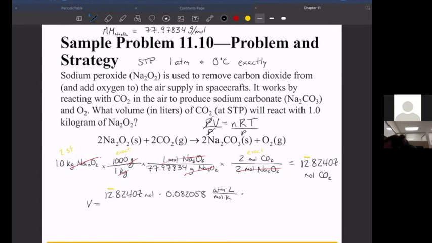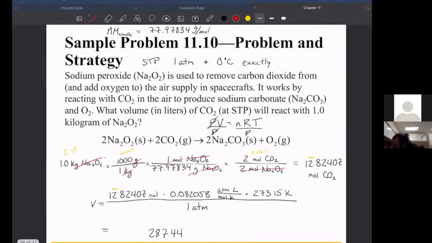And since I'm really good at my units, I've reminded myself that I need to make sure to have my temperature in Kelvin. 0 degrees Celsius would correspond to 273.15 Kelvin. I'm going to take that and divide by the pressure, which was 1 atm. Okay, so punch this all into my calculator and I would get 287.44. Being good about my units, I'm going to go back and check that moles cancel, Kelvin cancels, atm cancels, and I'm left with liters of CO2.